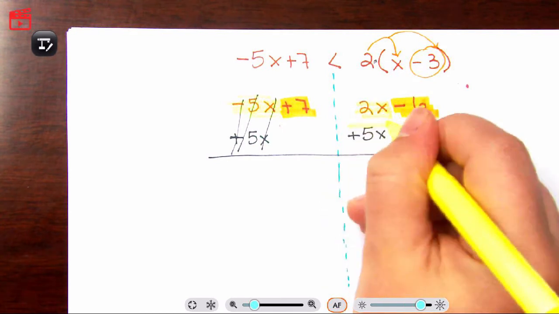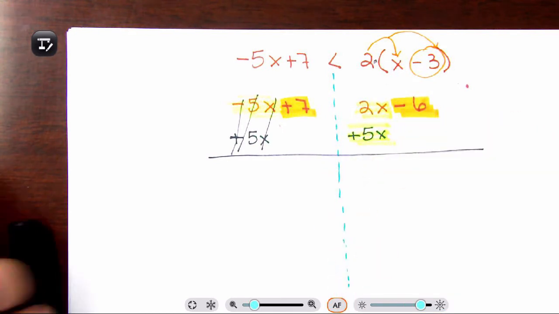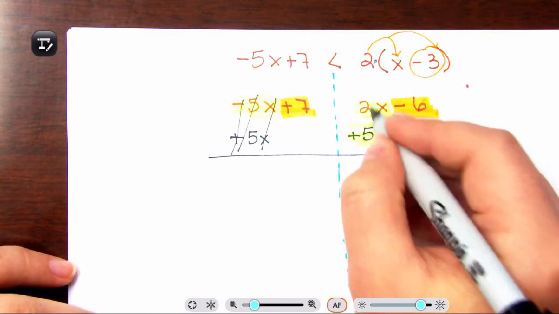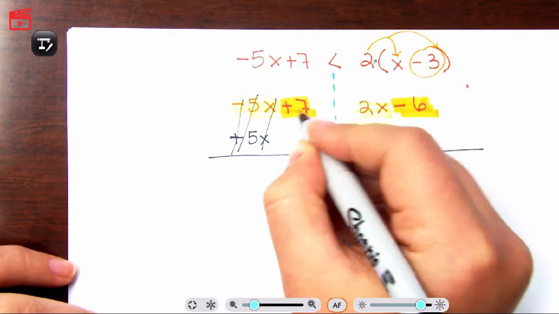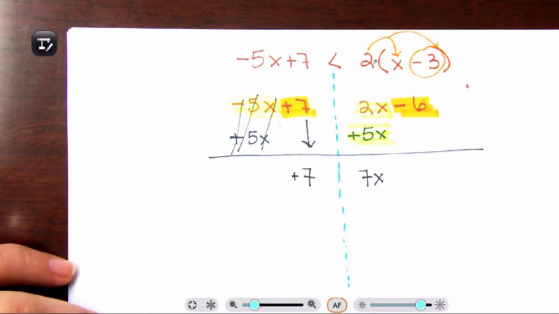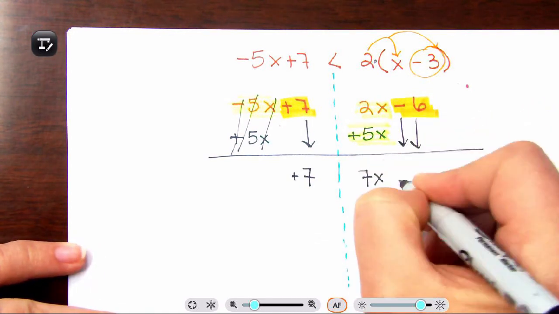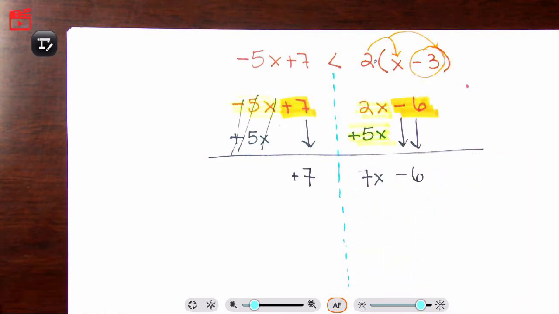I don't want to put my 5x next to minus 6 because they are not like terms. So I have 2 x's and I'm adding 5 more x's. 5, 6, 7. That means I have 7 x's total. I didn't do anything with my plus 7 on this side, so I'm going to bring my plus 7 down. You can leave the plus if you want. You don't have to. I also didn't do anything with my minus 6, so I have to bring down the minus 6.